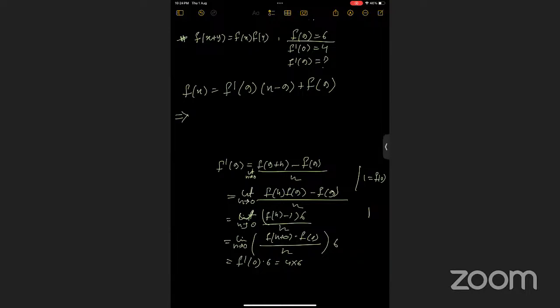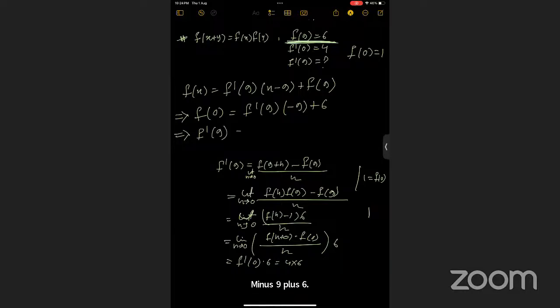Because we know only the value for this one, right? Yes, ma'am. f of 0 equals 1. So f dash 0 equals minus 9 plus 6. So what is the final answer here? f dash 9 is supposed to be? It's coming out to be minus 5 by 9. Sorry, 5 by 9.